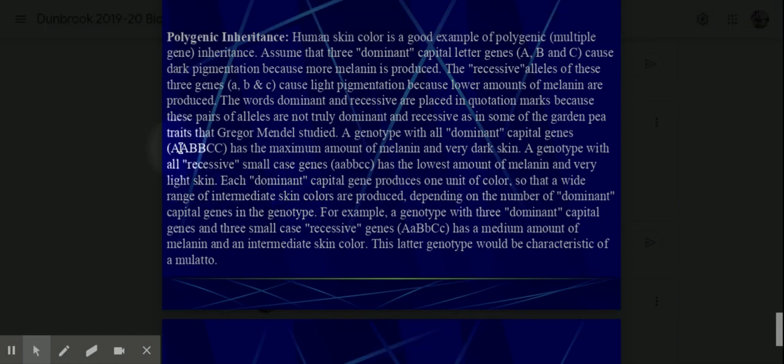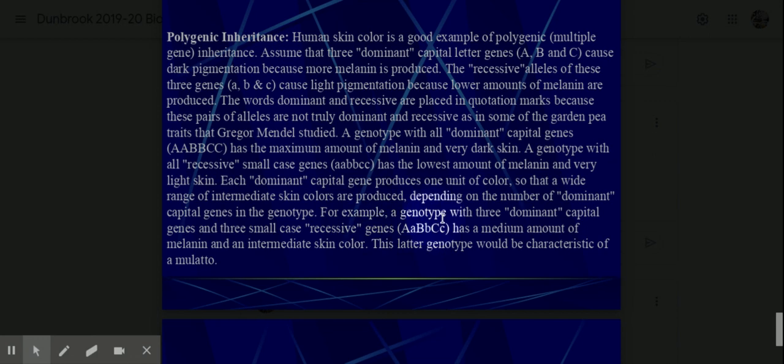If you had all dominant alleles for skin color, you would be very, very dark because you would have the most amount of melanin in your skin, which is the pigment. If you had all lowercase, you would be basically an albino, which is no pigment. You would be very, very white, and even your eyes would be pink and your hair would be blondish, whitish. If you're somewhere in the middle of that, you would be medium.